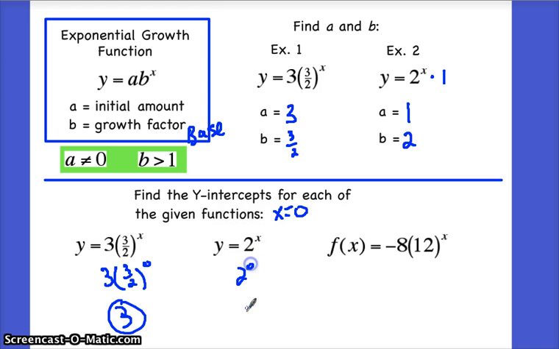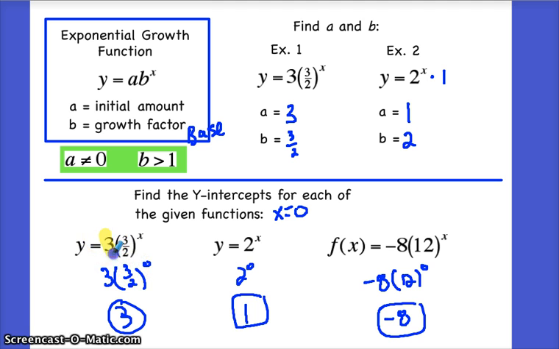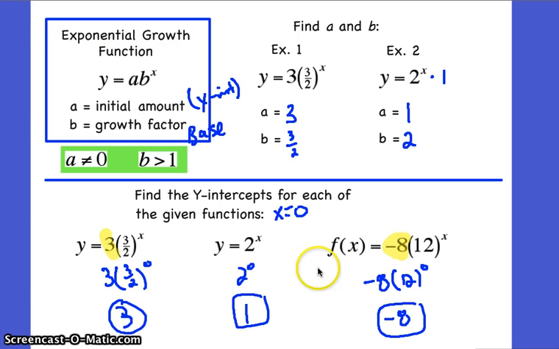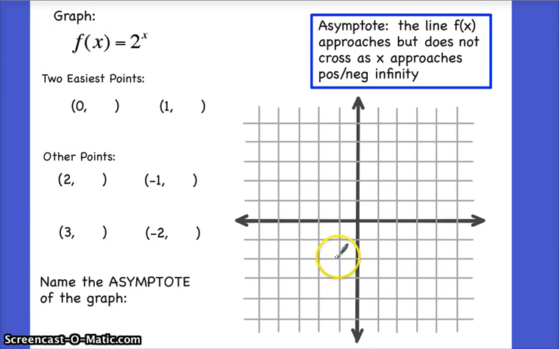Same thing, 2 to the 0 equals 1, and negative 8 times 12 to the 0. Well, 12 to the 0 is 1, you just get that negative 8. And notice that the number that was out in front for that exponential function, the 3, the 1, the negative 8, those end up being your y-intercept. So instead of initial amount, you could also think of this as sort of being that y-intercept, again, for a basic exponential function. That's going to change here in just a minute if we slide things around a bit.